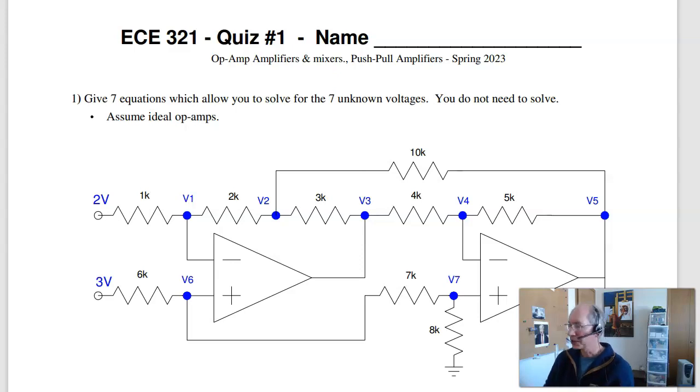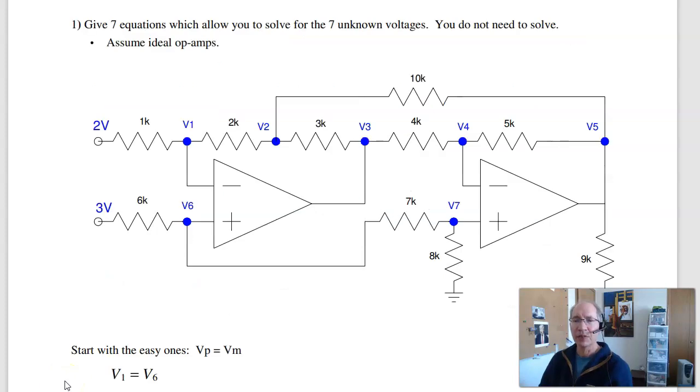Here are solutions to quiz number 1 for ECE 321. The first problem is to give n equations to solve for n unknown voltages. You don't have to solve, just write the equations.